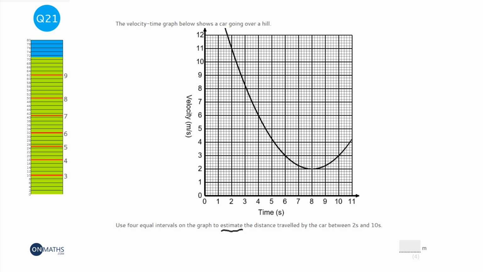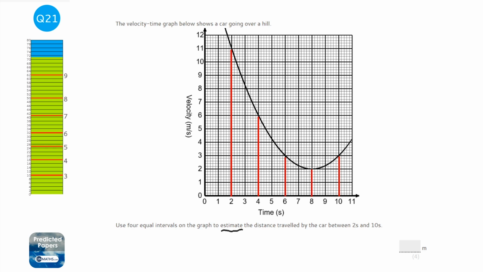It will always give you hints about what it wants you to do. So it gives us a hint saying that it wants it between 2 and 10, but it wants it in 4 equal intervals. So if I do 2 and 10, we can get started. Now, let's have a look and see how many squares there are in between them. There's 8. So if we want 4 equal intervals, we're probably going to go up in 2s. So let's try 2s, and hopefully it will work nicely.